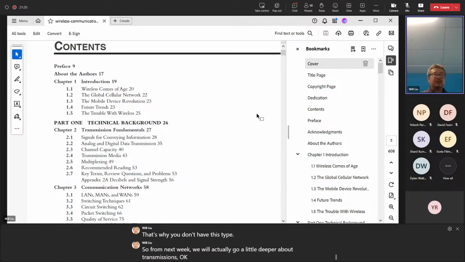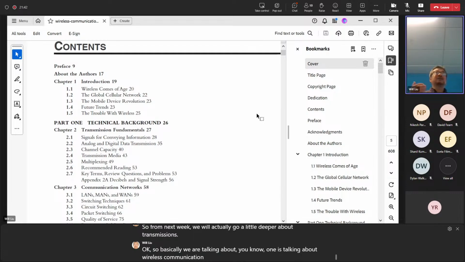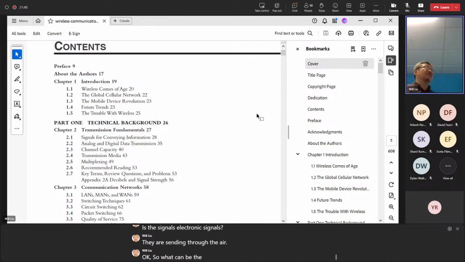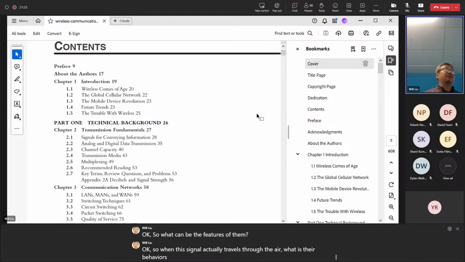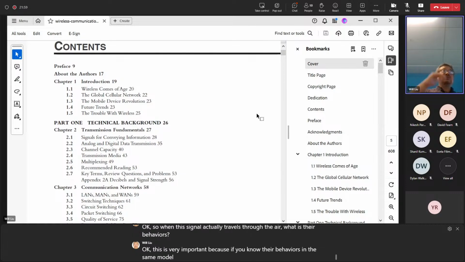Basically, when we're talking about wireless communications, we are talking about electronic signals sending through the air. So what can be the features of them? When this signal transmits through the air, what are their behaviors? This is very important, because if you know their behaviors, in simple terms, they are degrading, right?